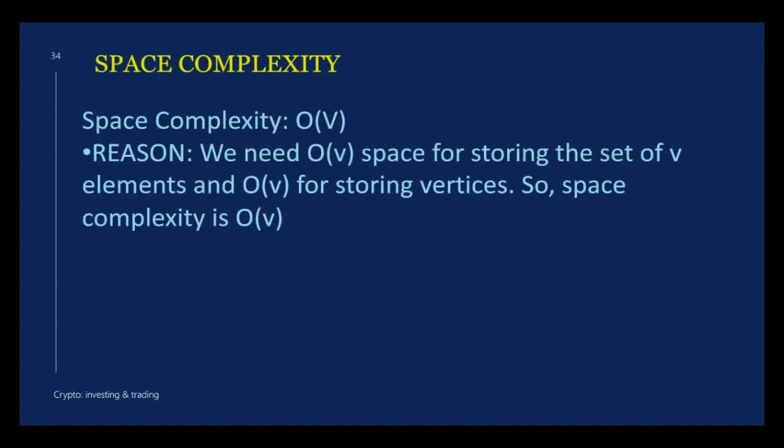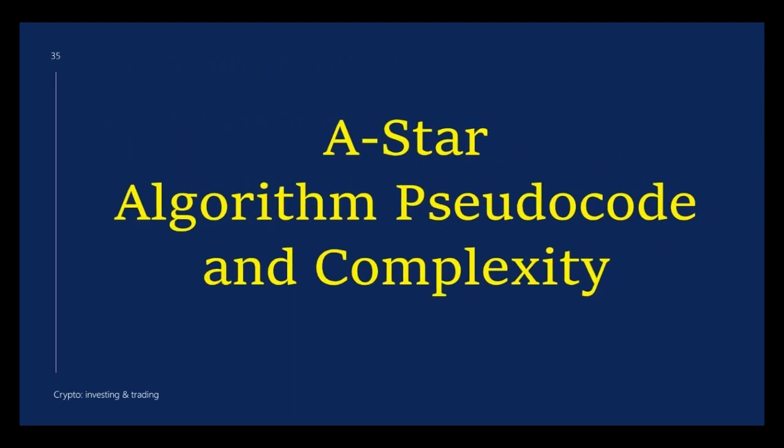Next, we have space complexity. We need big O of V space for storing the set of V elements and big O of V for storing vertices. So space complexity is big O of V. Next, I'll talk about the A-star algorithm pseudocode and complexity.